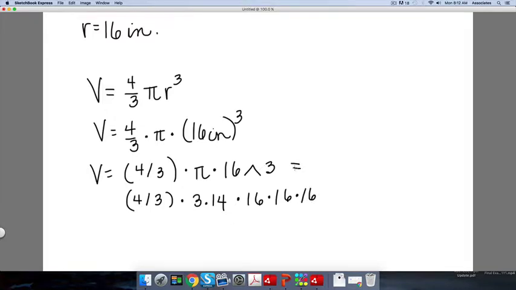I have parentheses and I have the up arrow key or the caret key, and I came out with the answer of 17,000. Let me make sure I'm on the right one. Yeah, 17,157.28 cubic inches. If you use this, your answer will be a little bit different, but it should be very close to that answer. All right, pause if you need to.